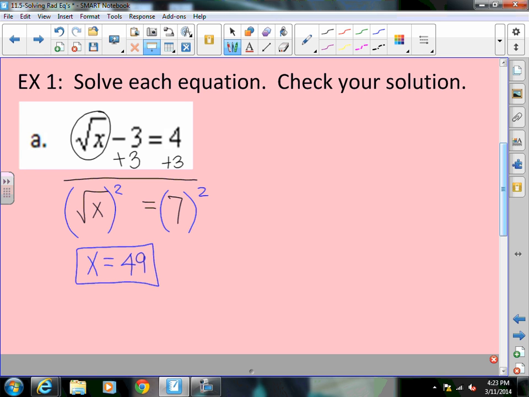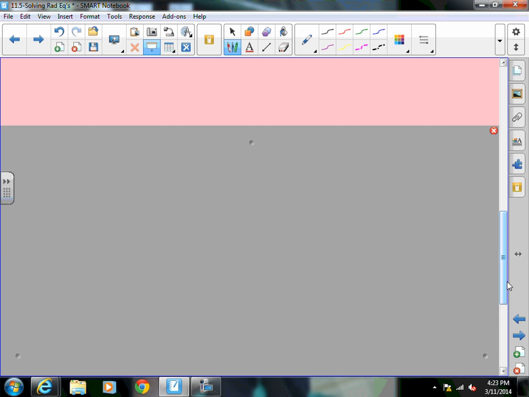So here's how you would check your answer. So to check, I'm going to plug in 49 for x. So rad 49 minus 3 equals 4. Well, what is the square root of 49? 7. And that works because 7 minus 3 is 4. So our answer works. There's A. Let's move to B.